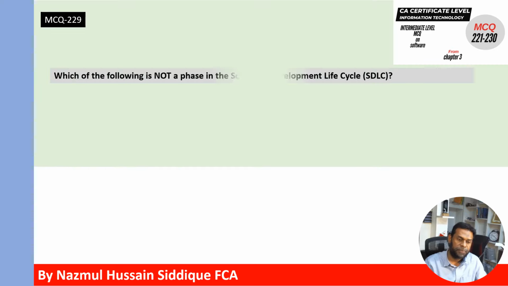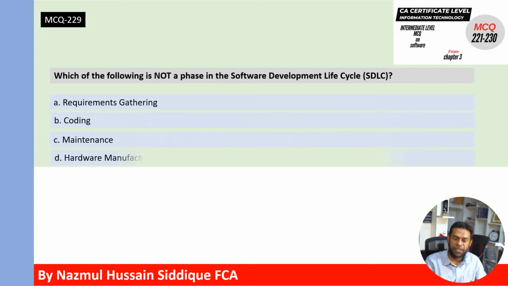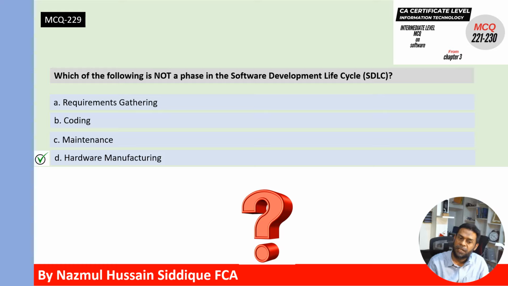Next question. Which of the following is not a phase in the software development life cycle, SDLC? Option A, requirements gathering. Option B, coding. Option C, maintenance. Option D, hardware manufacturing. Which option is not a phase in the software development life cycle? Option D, hardware manufacturing is not a phase in the software development life cycle.